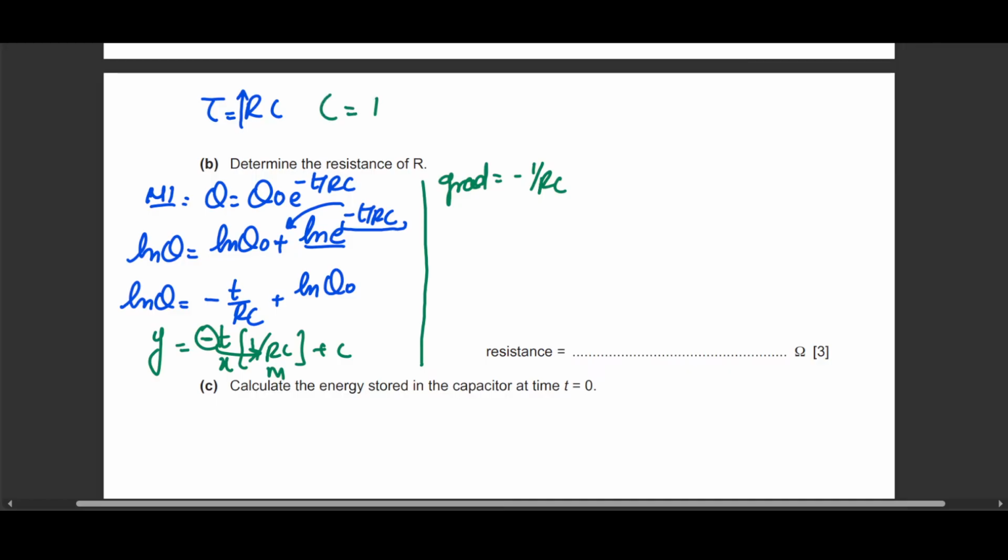Now, do we have the value of capacitance? Yes, the value of capacitance is 1.5 times 10 to the power minus 6 farads. We already have the C, but we don't know R. This is what we want to find out. But do we know the gradient? No. So the next step would be to find out the gradient.